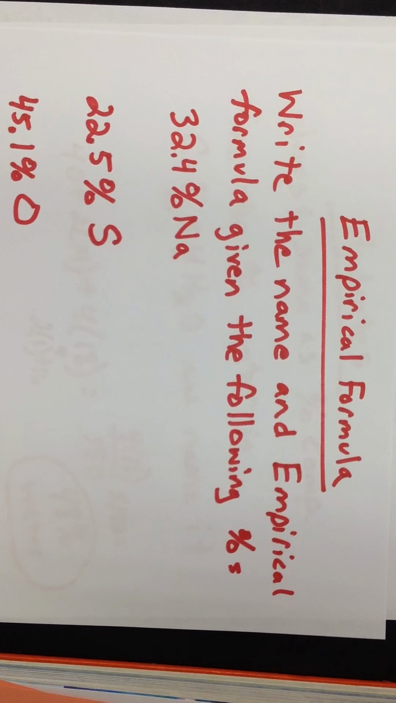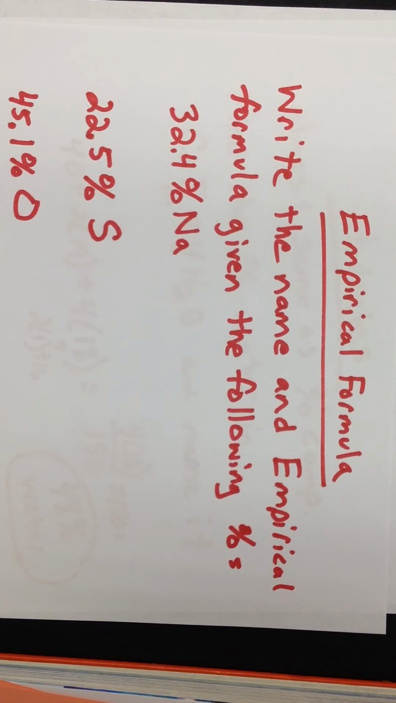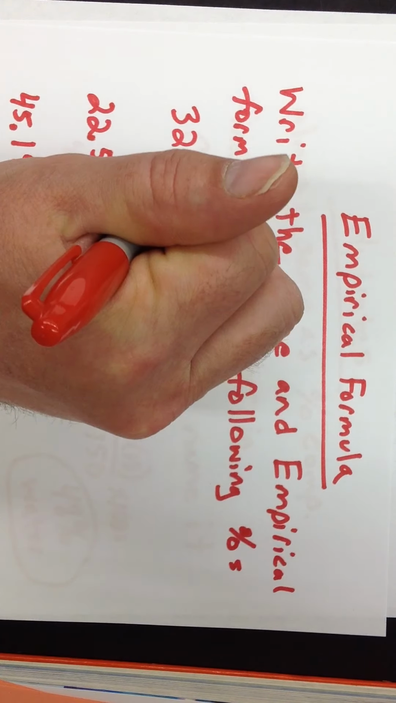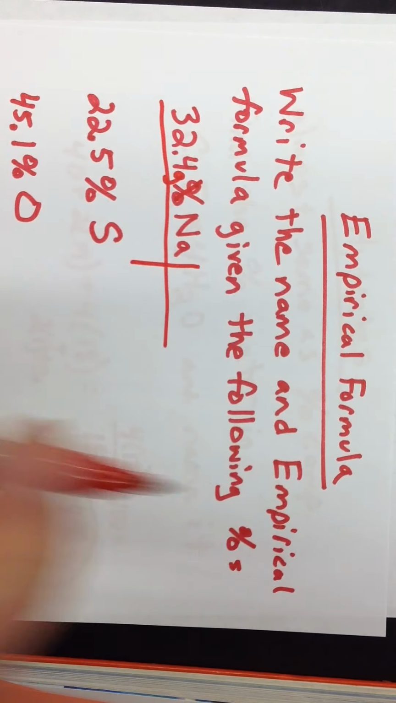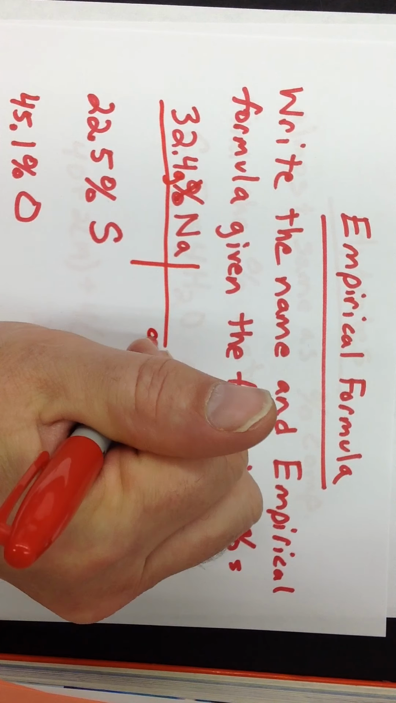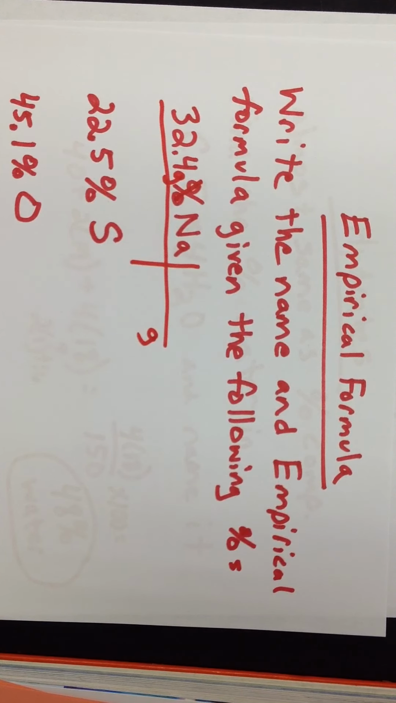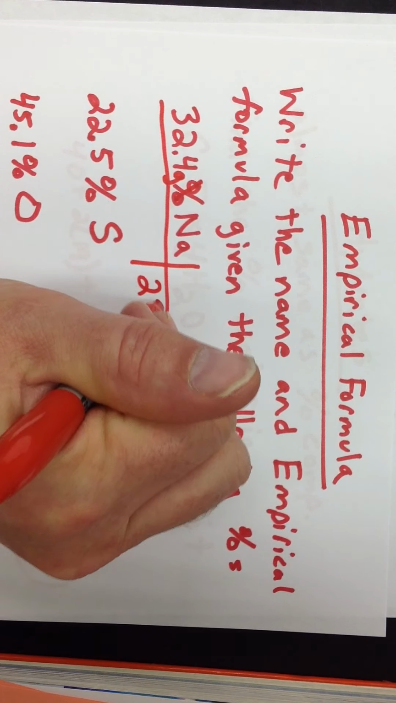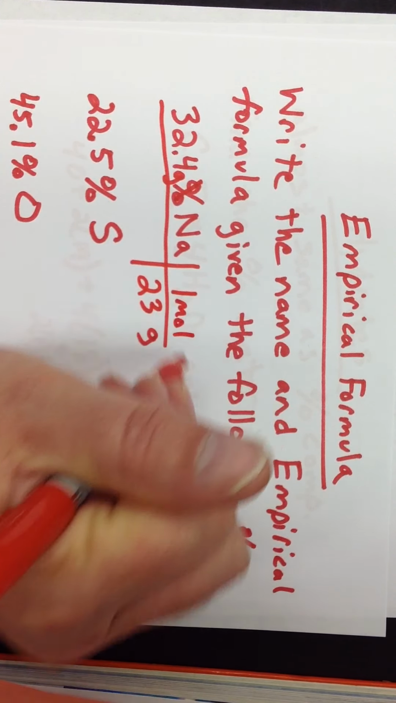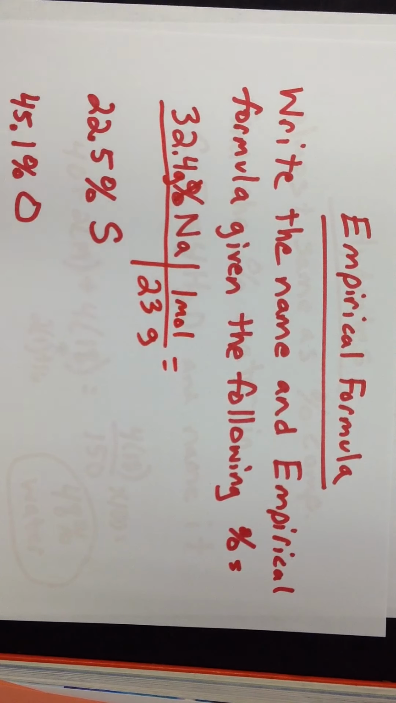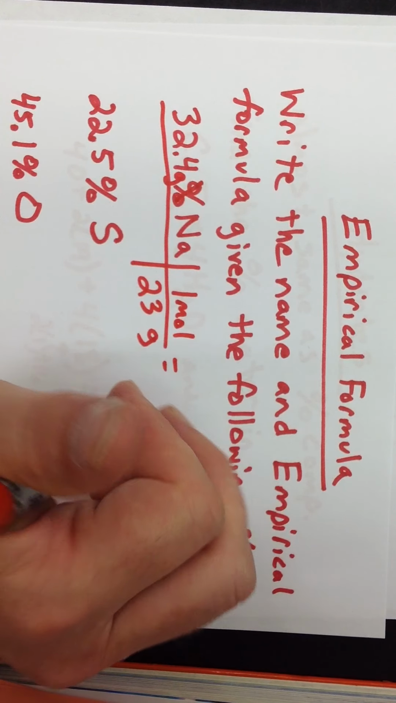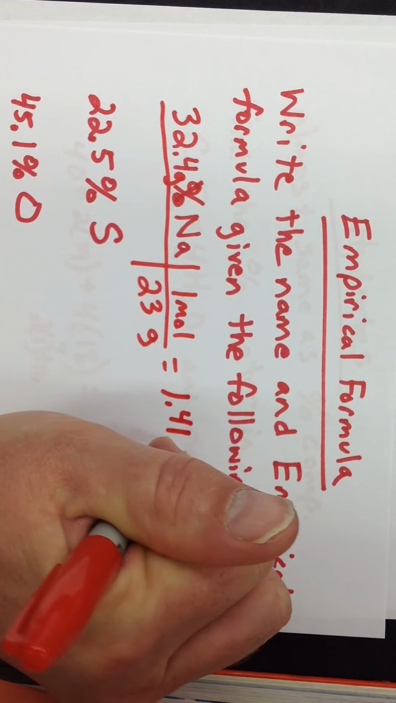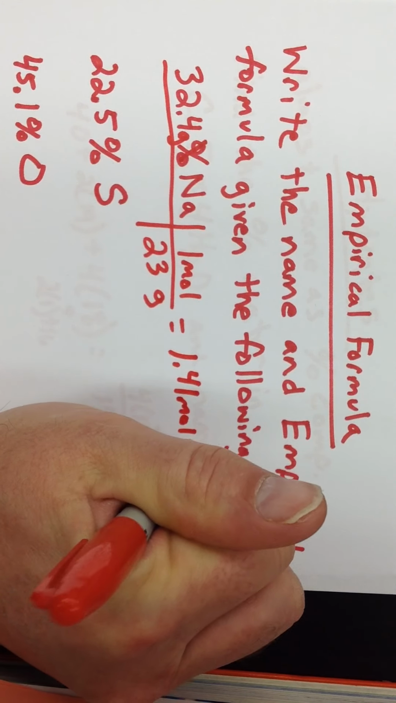So let's look at an empirical formula problem. Write the name of an empirical formula given the following percents. So you have these percents that we're going to change the percent sign to grams. Remember this? Factor label, what has to go on the bottom? Grams. When you see the G, go to the PT, the periodic table, and that gives you 23 grams per 1 mole. And that number, do the math real quick, you should get 1.41. 2 decimal places would be good, and that's moles of Na.